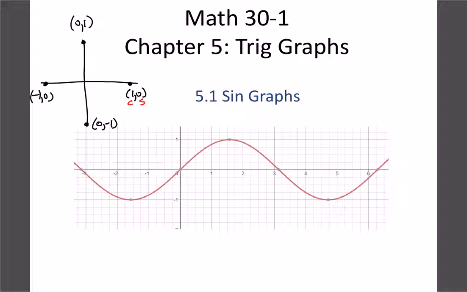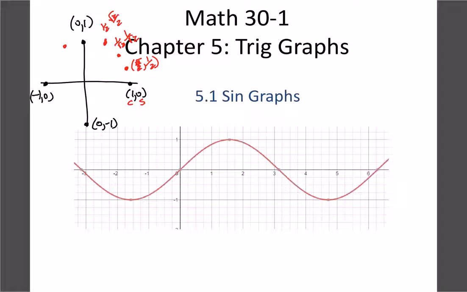The other thing we also know is at, say, 30 degrees, our point was root 3 over 2 and 1/2. At 45, we had 1 over root 2 for both. And at 60, we had 1/2 and root 3 over 2. And then all those coordinates just repeated themselves as we went around.